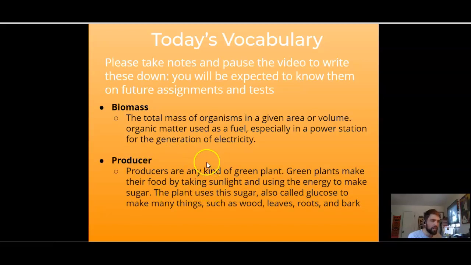Producers are any kind of green plant. Green plants make their food by taking in sunlight and using the energy to make sugar. The plant uses this sugar, also called glucose, to make many things like wood, leaves, roots, and barks, which we'll be learning about a lot more in the next unit.